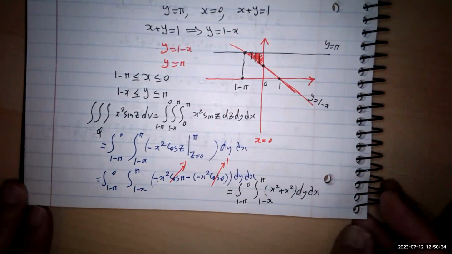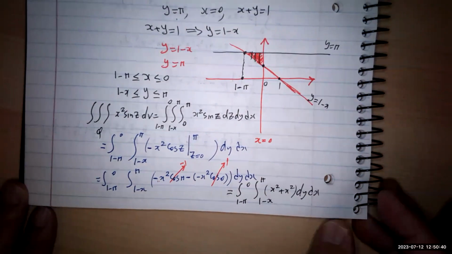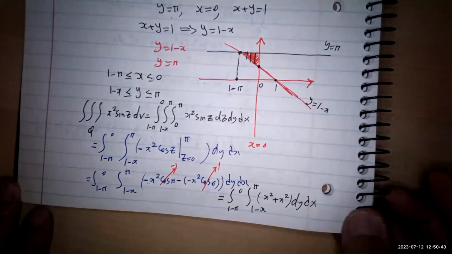Okay, I'm going to go to the next page. Any question? So I get 2x squared, integrate with respect to y would be simply 2x squared y, and then continue. So this is it.